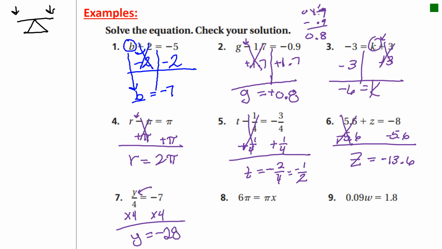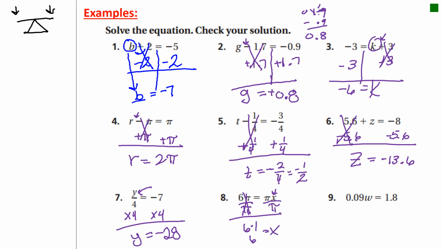All right, 8. Here's your variable x. How do you undo a multiplication of pi? You divide by pi, divide by pi. All right, pi divided by pi is 1. So this is going to say 6 times 1, or just 6, equals x.